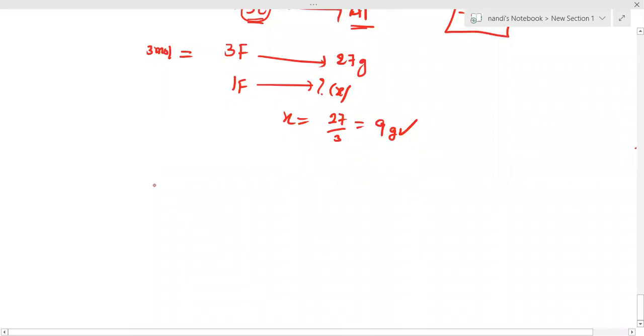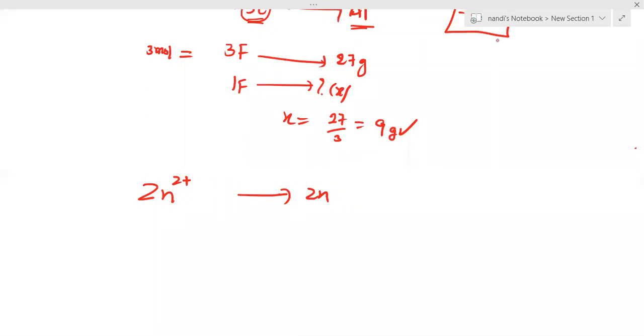Zinc 2 plus requires how many Faradays, sir? How many Faradays are required here? What is the change in oxidation number? Change from plus 2 to 0. So 2 Faradays. Here 2 moles of electrons, indirectly, nothing but 2 Faradays. So can you try this question?